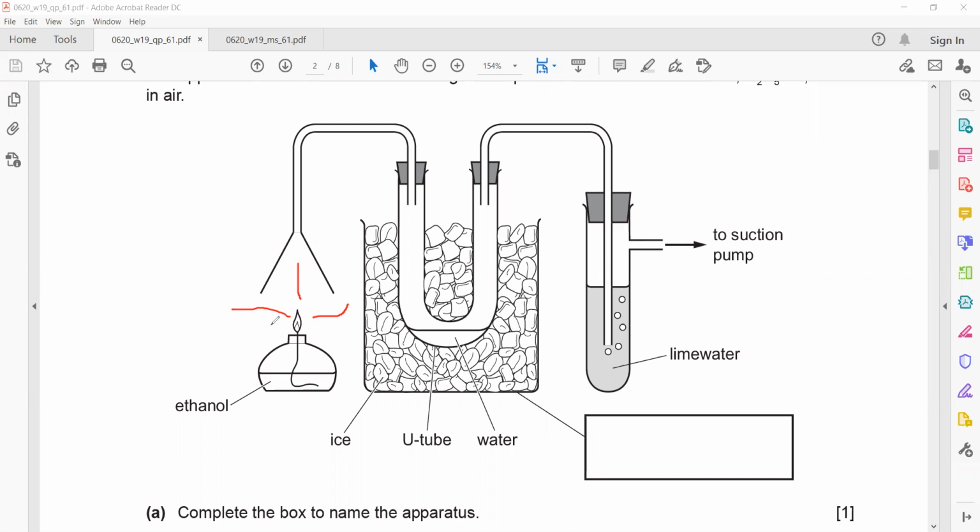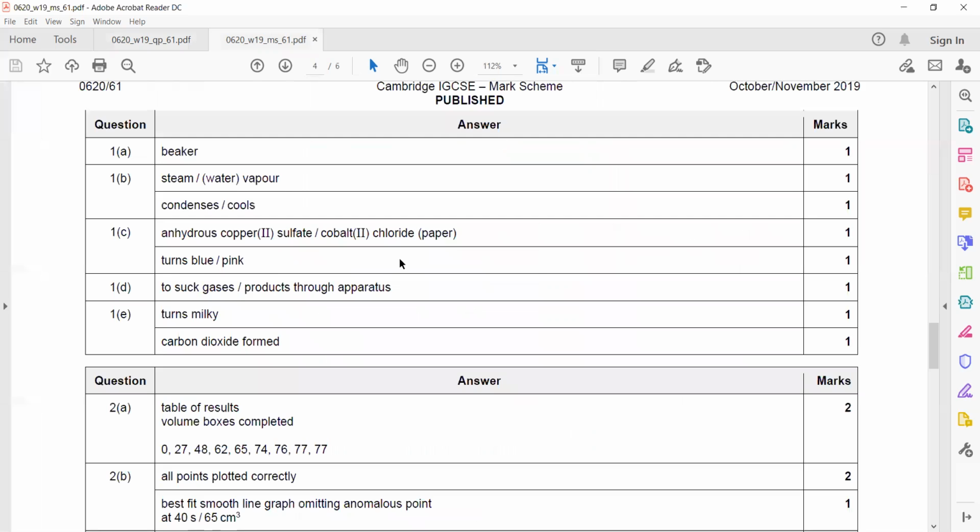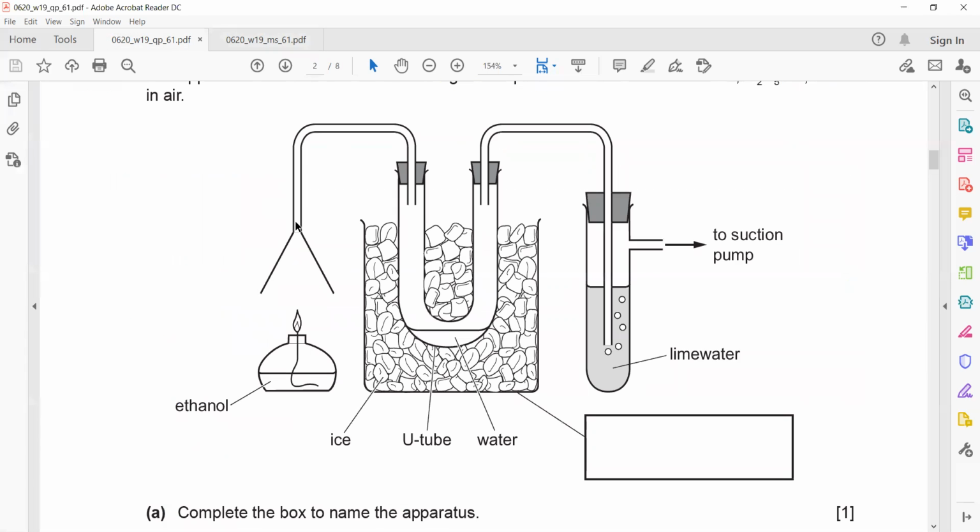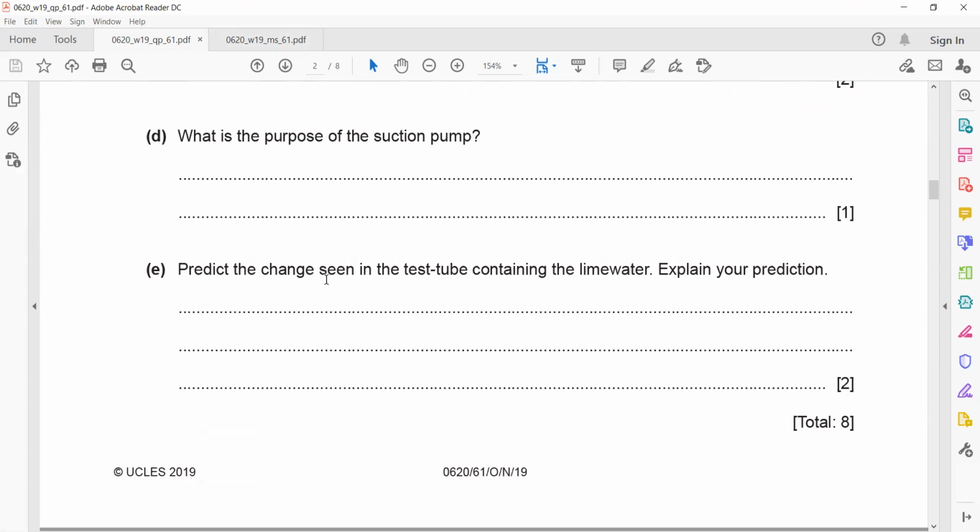Because when ethanol is burned, it produces carbon dioxide and water vapor, so they can escape into the surrounding as well. This suction pump reduces the pressure, so it forces the product to move through the apparatus, or remove the gases, you can also mention.